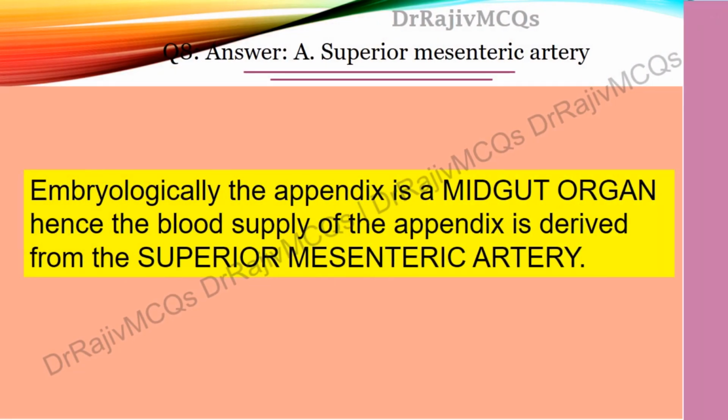The correct answer in question number 8 is option A. Embryologically, the appendix is a midgut organ. It is first identified at 8 weeks of gestation as a small outpouching of the cecum. Since it is a midgut organ, the blood supply of the appendix is derived from the superior mesenteric artery.